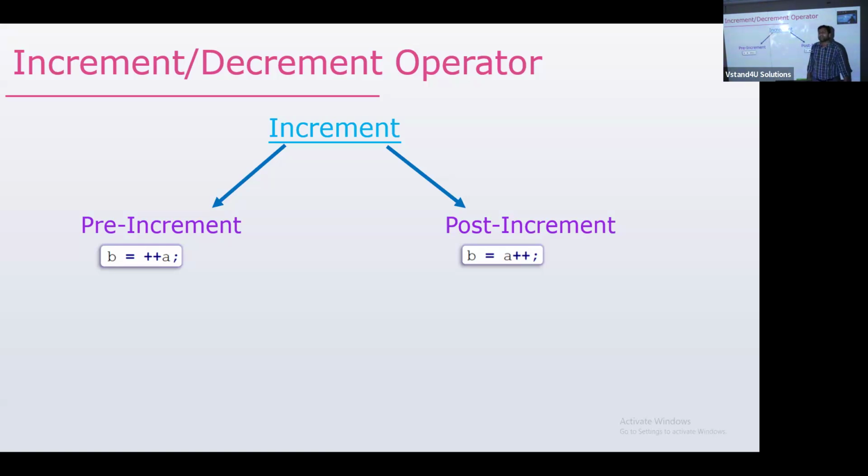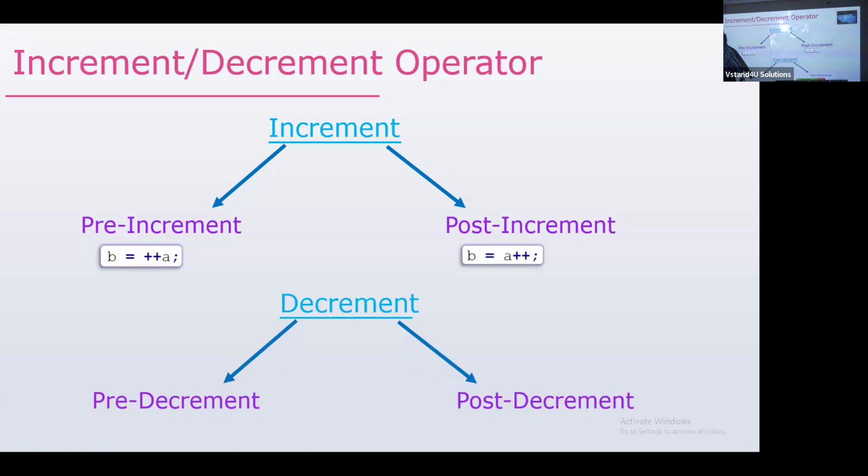In that case, are you telling, sir, that increment has two types: pre-increment and post-increment? So decrement will also be two types. Agree? Pre-decrement and post-decrement. Agree? Can you see the answer? Can you see this now? Clear? Signs are clear? Both.